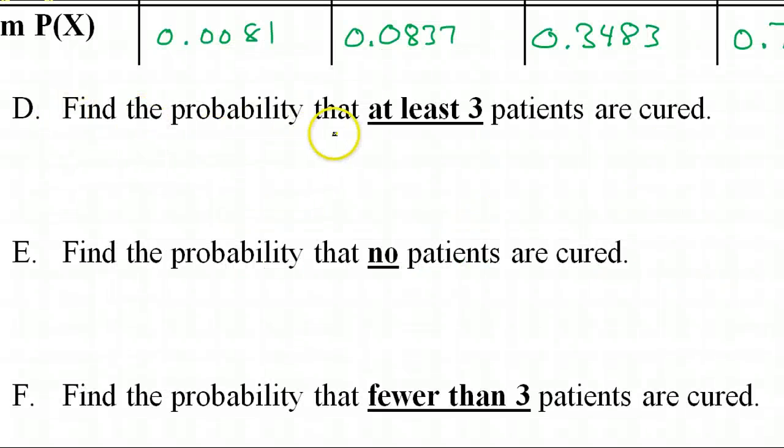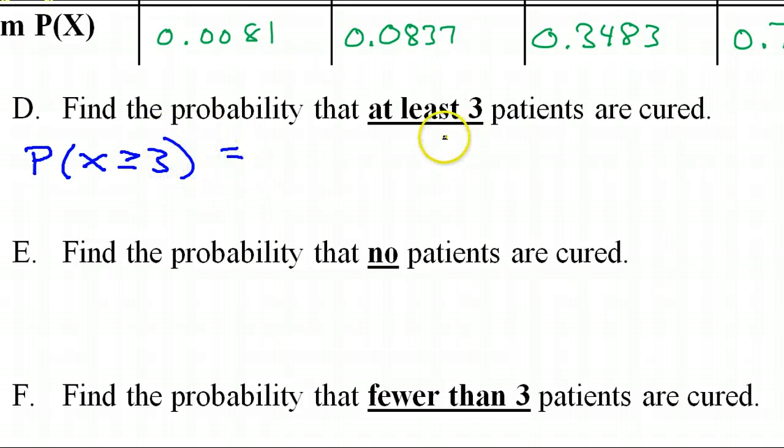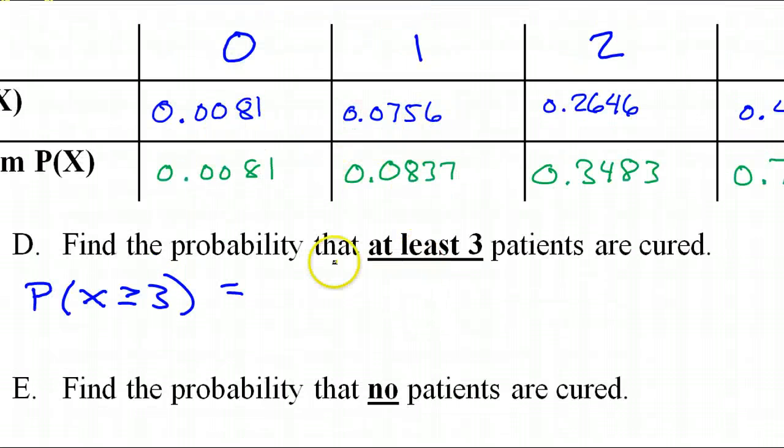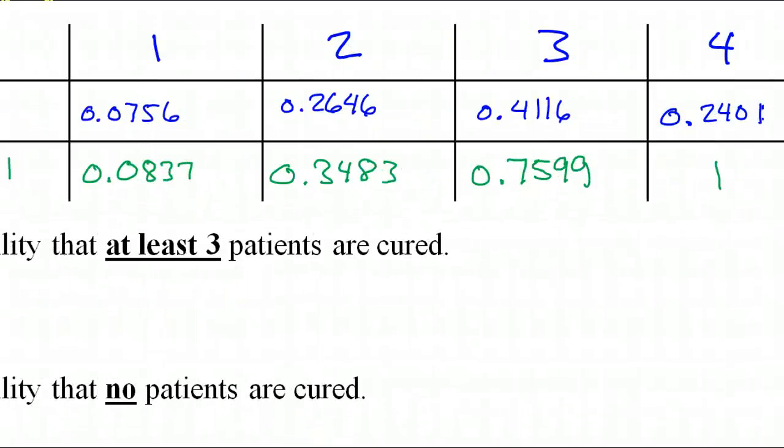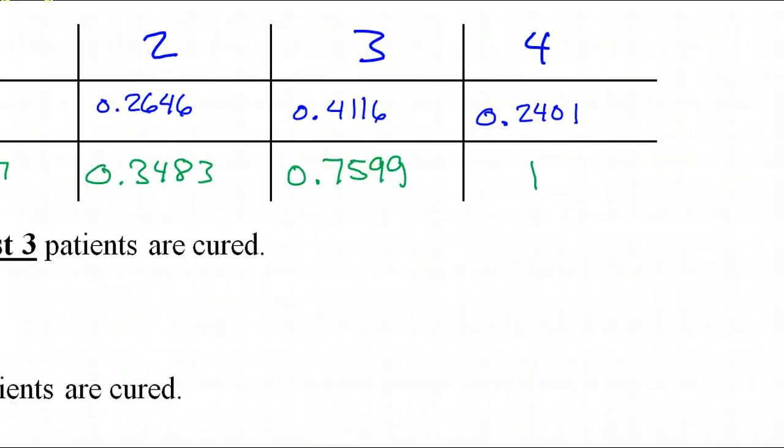Alright, now we must find the probability that at least 3 patients are cured. First, you must put your symbols for this. This is not optional. At least 3 means 3 or more. So that means the probability that X is greater than or equal to 3. Got to put that down. Alright, so now it's just a matter of adding up the appropriate probabilities. Alright, 3 or more, I'm talking about these two.